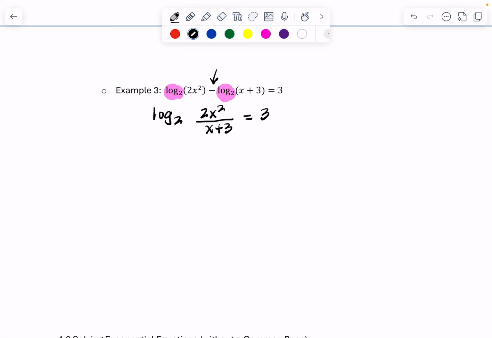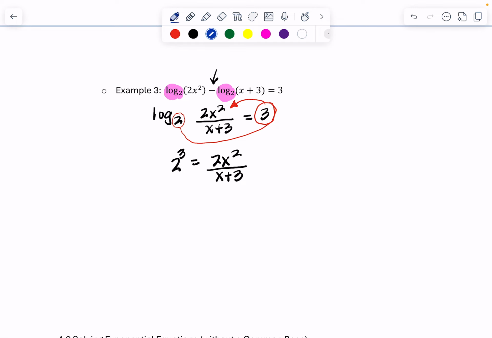All right, at this point, notice I only have log in one place. So that means I have to write it as exponential. So this base to this power is equal to all of that. I know that looks weird, but that's just what it is, okay? So 2 to the 3rd power is equal to 2x squared over x plus 3. And at this point, you just solve this equation.